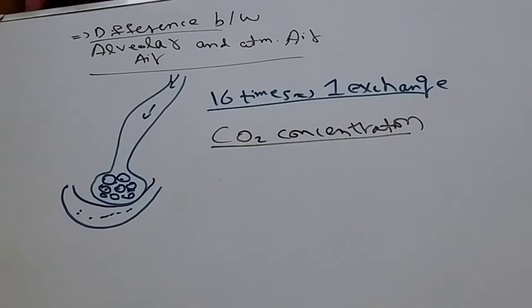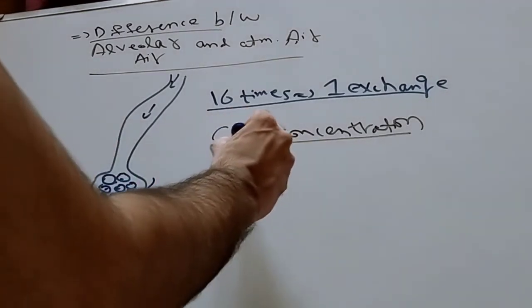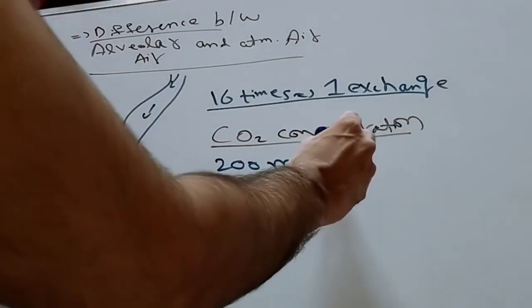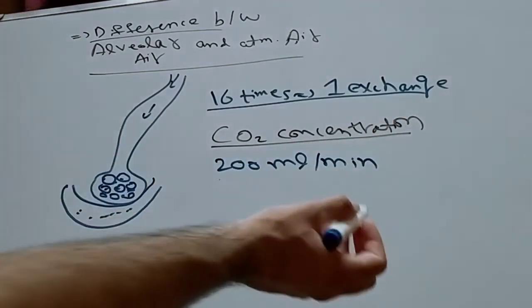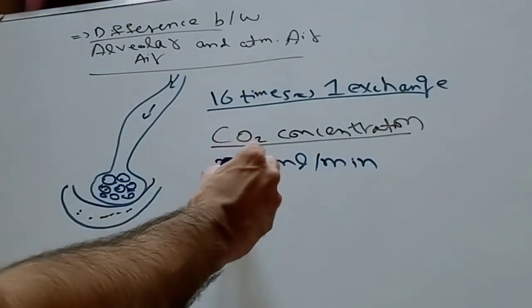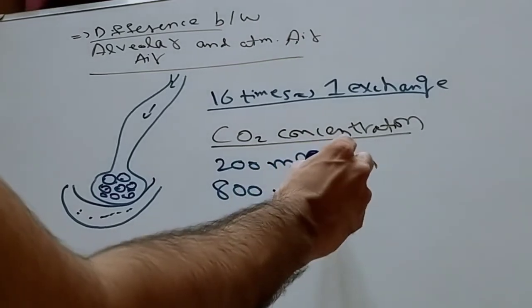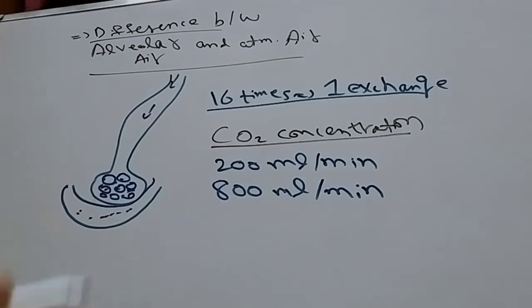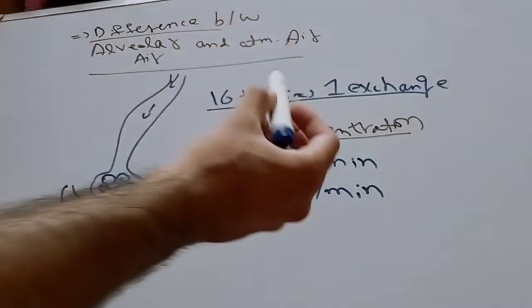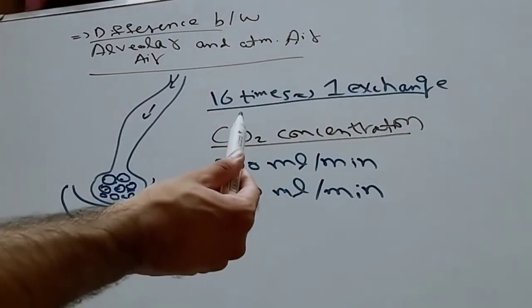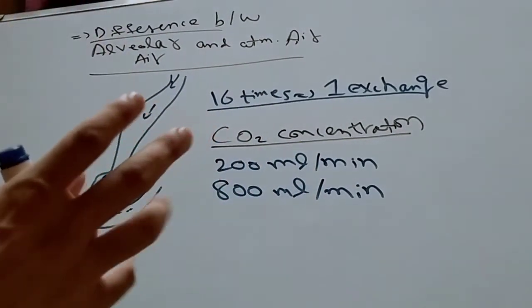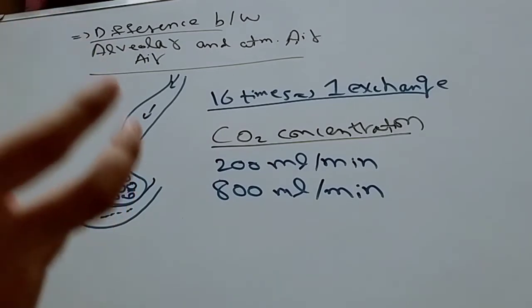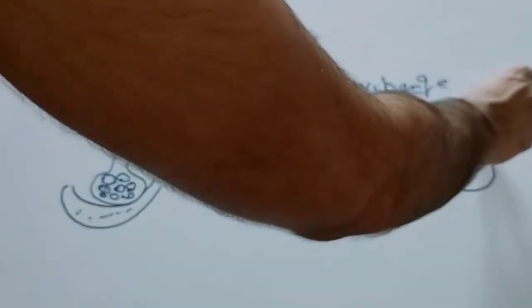So what happens during the normal circumstance? 200 ml per minute of CO2 gets diffused from the capillary into the alveoli, and during exercise 800 milliliters per minute gets diffused from the capillary into the alveoli. So now the quantity, the amount of carbon dioxide, determines how much partial pressure of carbon dioxide is present in the alveoli.